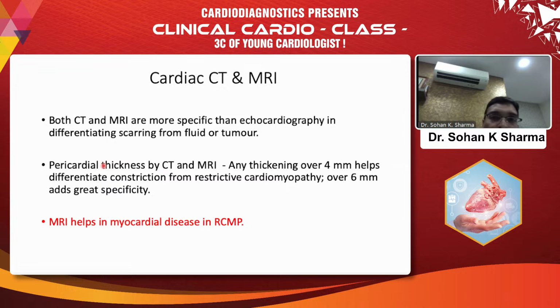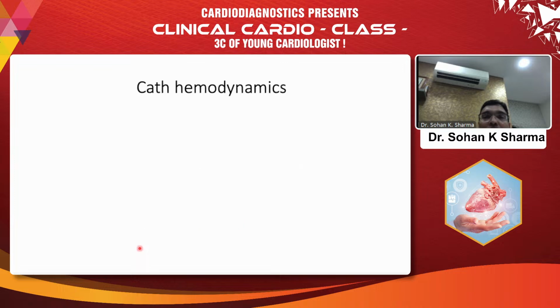Once you have made a diagnosis on the echo, then you advise the patient either CT or MRI to confirm your diagnosis of the pericardial thickening or involvement of the myocardium, because MRI is an important investigation to differentiate between myocardial involvement and pericardial involvement. So pericardial thickness, if it is more than 4 mm, definitely differentiates between constriction and restrictive cardiomyopathy. If it is more than 6 millimeter, then it adds great specificity. MRI helps in myocardial diseases in RCMP.